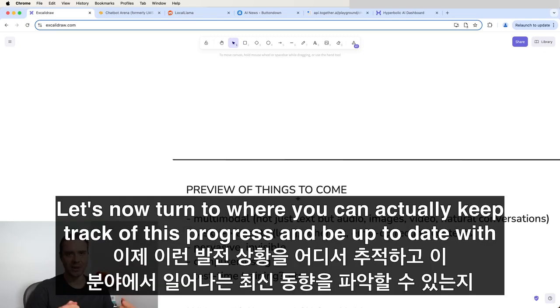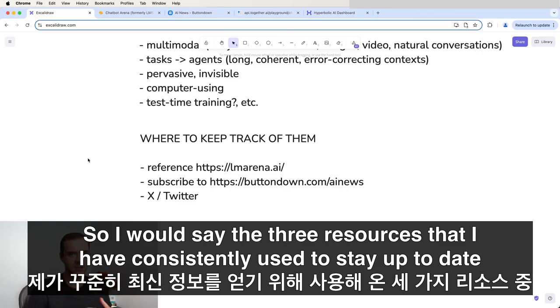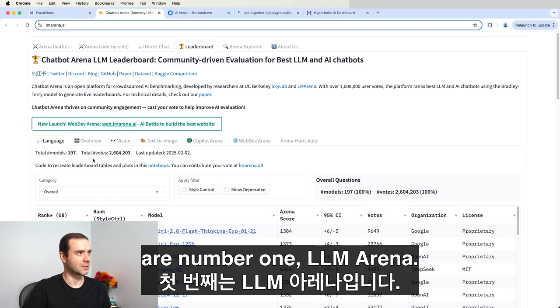Let's now turn to where you can actually keep track of this progress and be up to date with the latest and greatest of what's happening in the field. So I would say the three resources that I have consistently used to stay up to date are number one, LM Arena. So let me show you LM Arena.